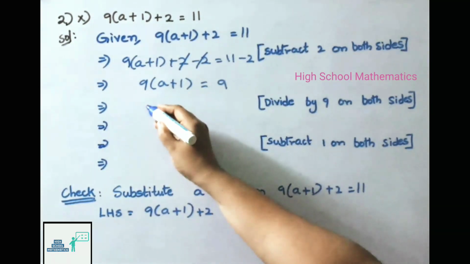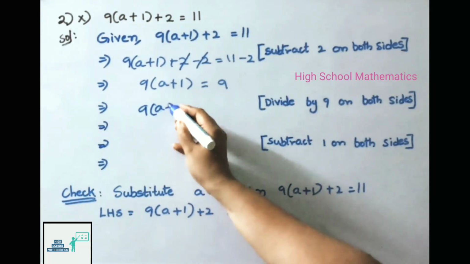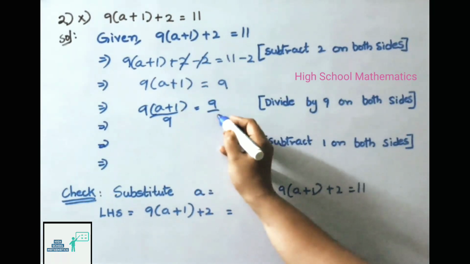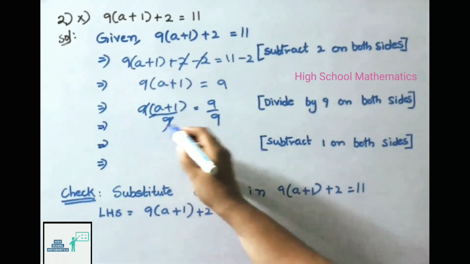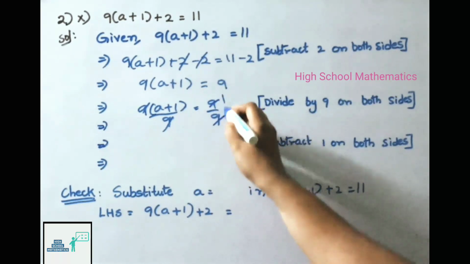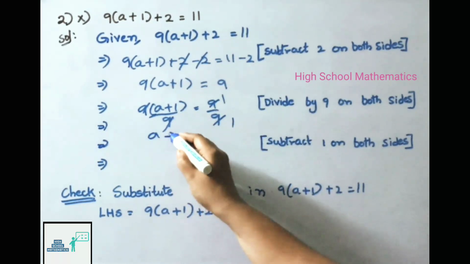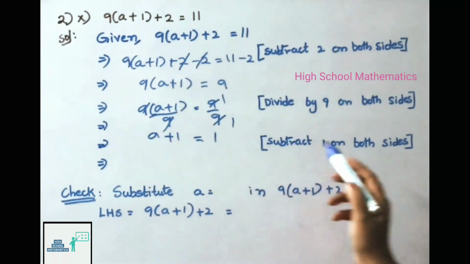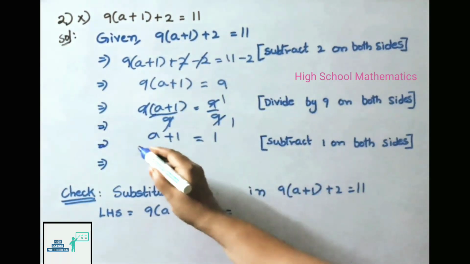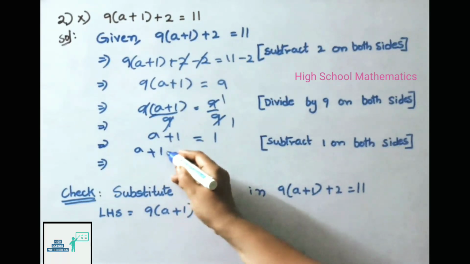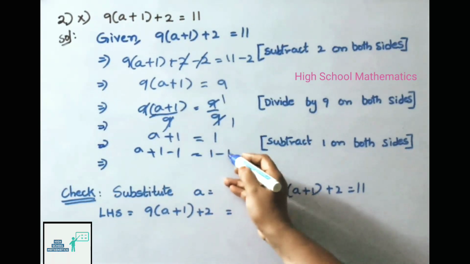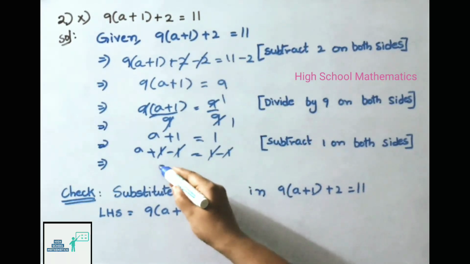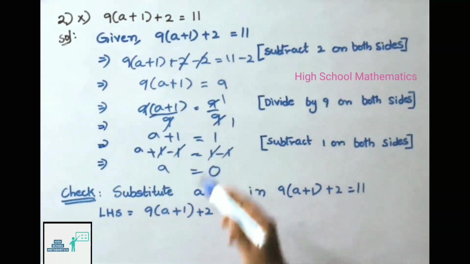So write down 9 into a plus 1 by 9 equals 9 by 9. Here 9 cancel, here 9 ones are 9, 9 ones are 9. So write down a plus 1 equal to 1. To remove this plus 1, we are going to subtract 1 on both sides. So write down a plus 1 minus 1 equals 1 minus 1. Plus 1 minus 1 cancel, plus 1 minus 1 cancel. So a equals 0.